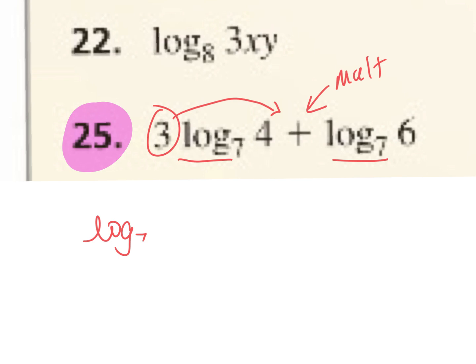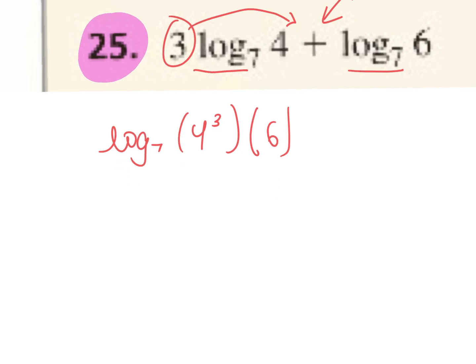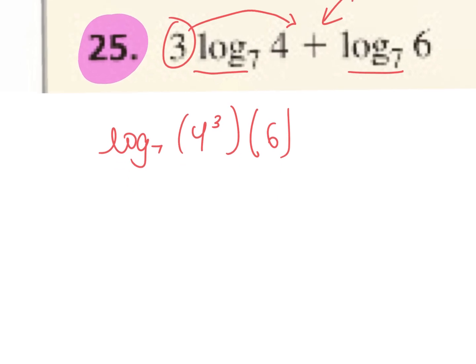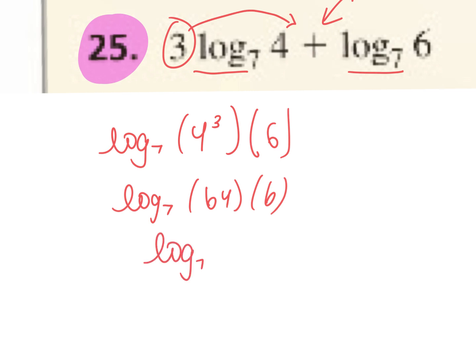So give yourself a little roadmap of what to do. This becomes 4 to the 3rd power times what number? 6. Perfect. Now, some of you would stop there, but you can keep going. Can I simplify this more? Yes, this is log 7. What is 4 to the 3rd power? 64 times 6. Can we multiply that a little more? Yes, log 7 of what? 384.